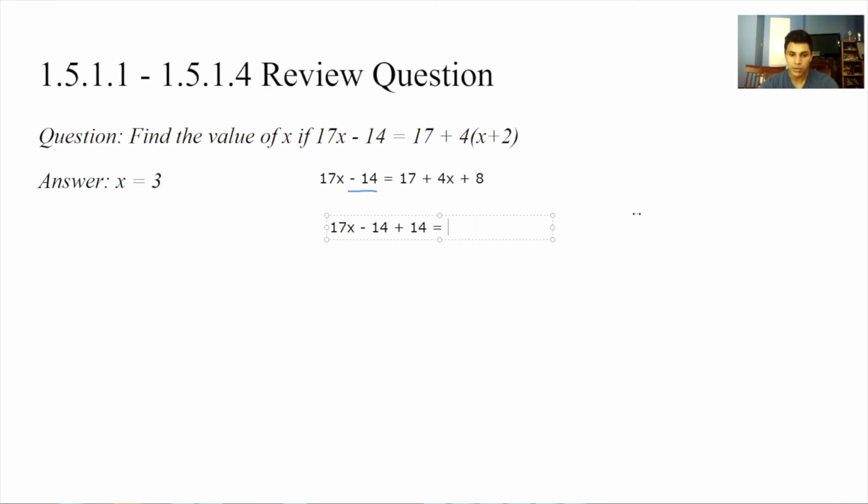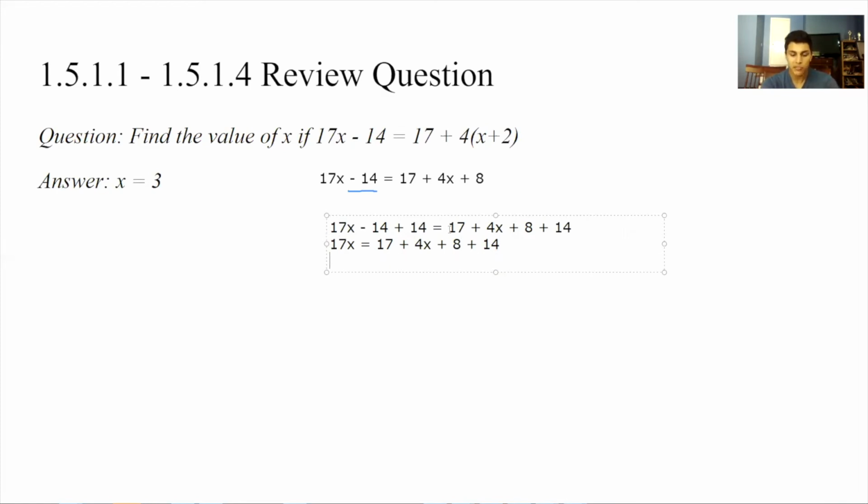So if I rewrite my equation as 17x minus 14 plus 14 equals 17 plus 4x plus 8, and then plus 14 as well, because I have to do the same thing to both sides of the equation, then I can simplify this side down to 17x and then equals 17 plus 4x plus 8 plus 14. And then I probably should have done this at the beginning, but it doesn't really matter when you do it. It just might make it a little bit easier if you do this now.